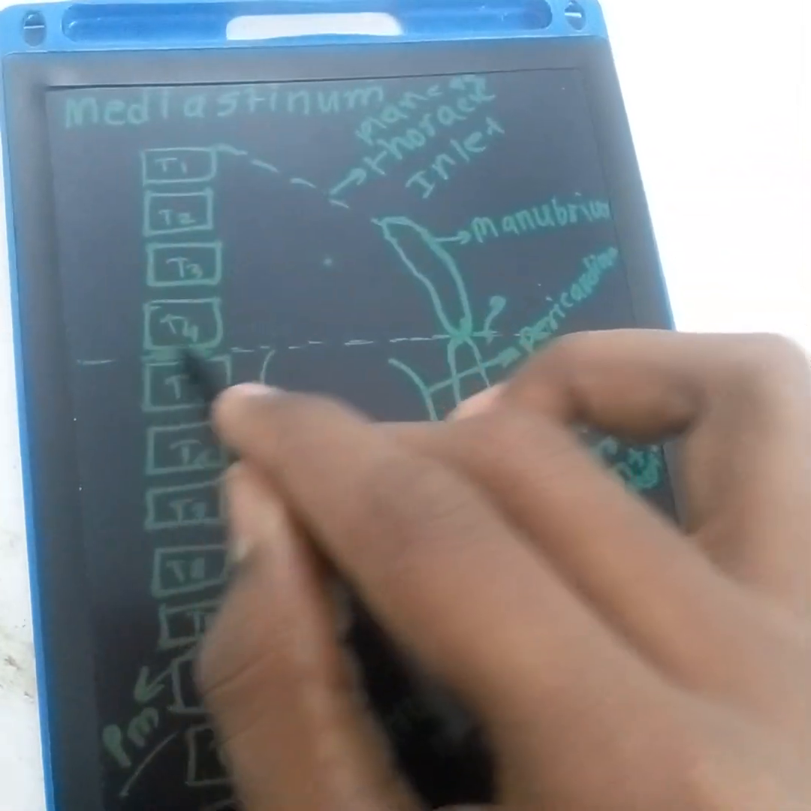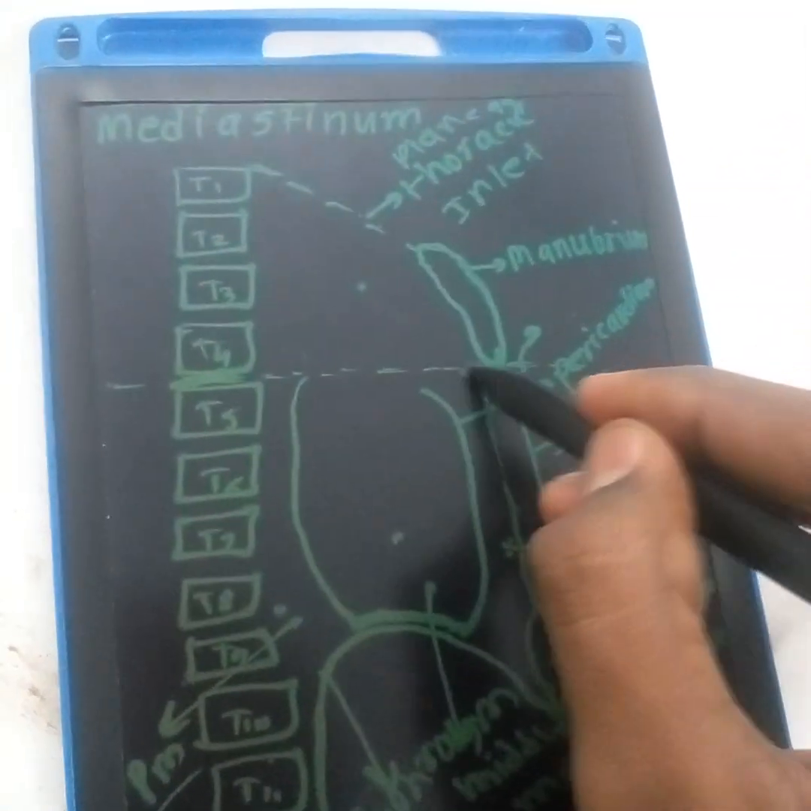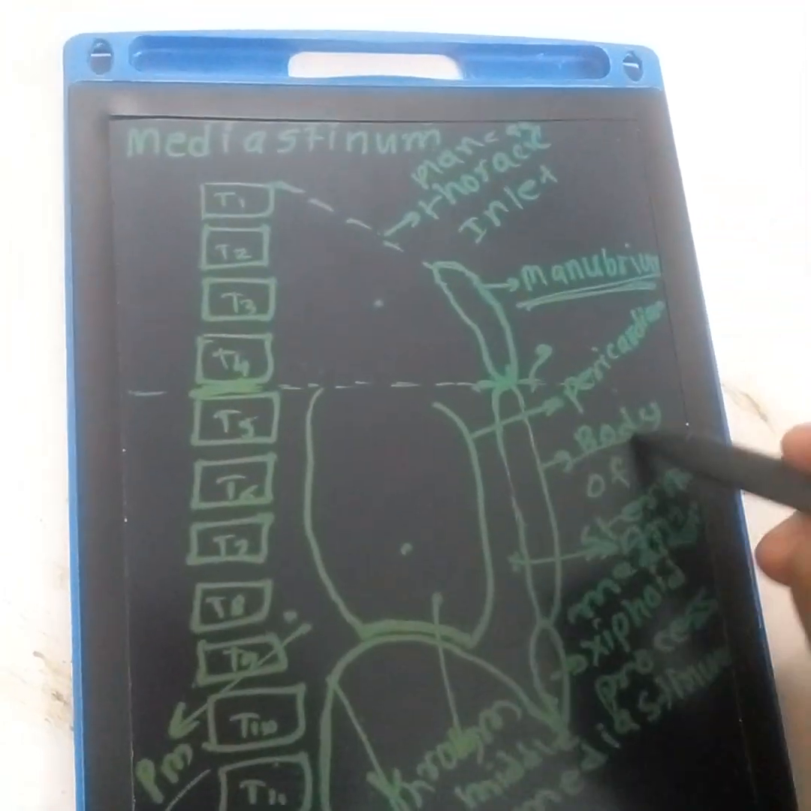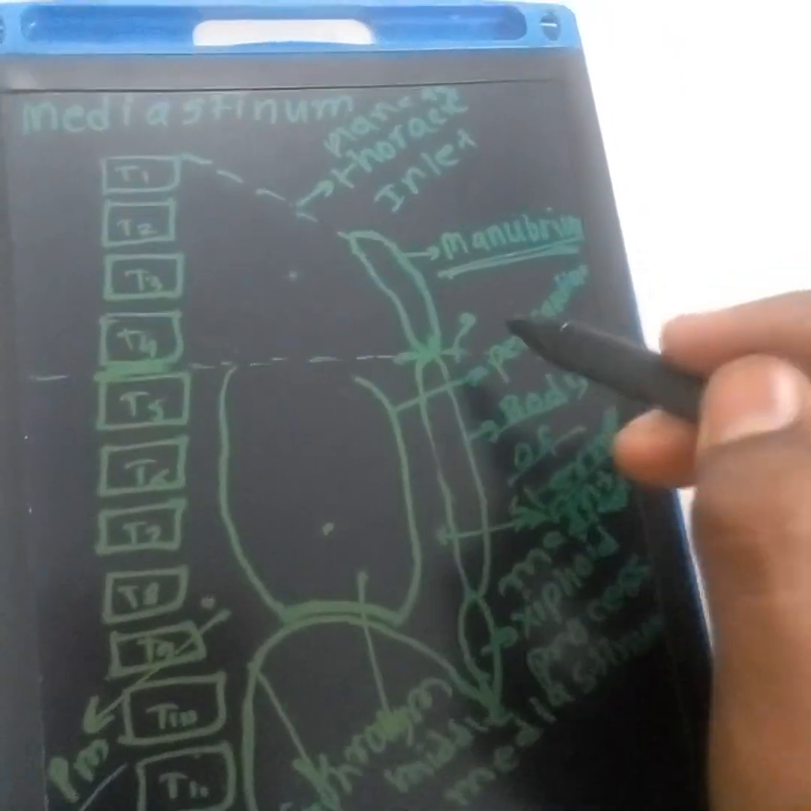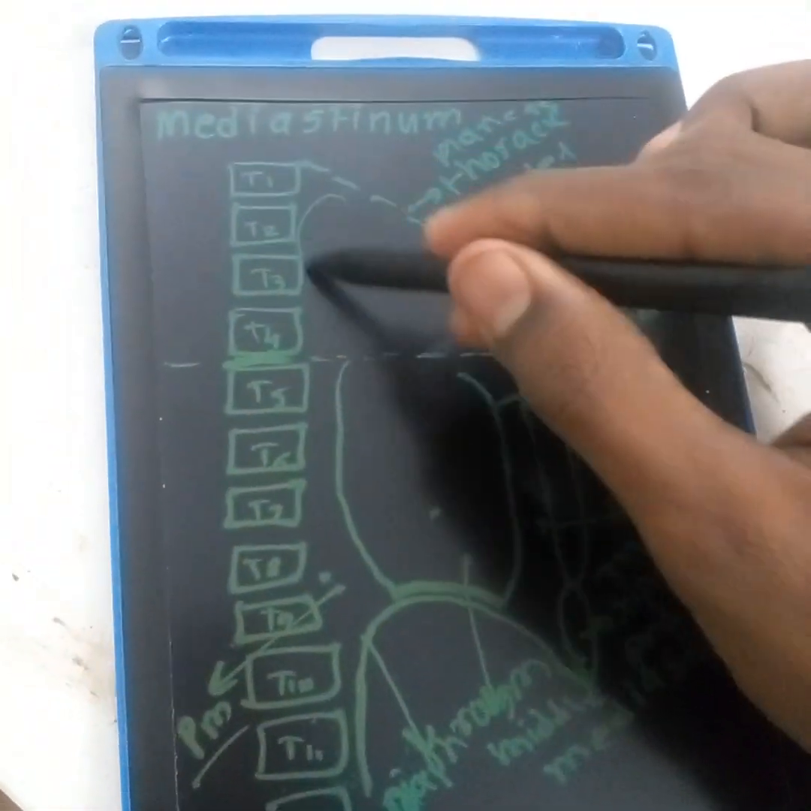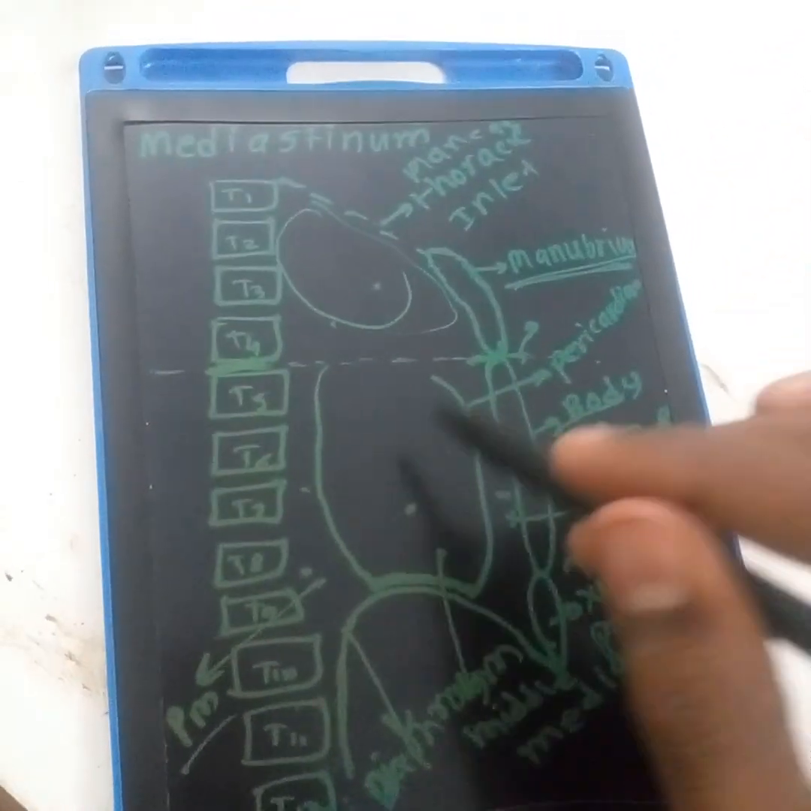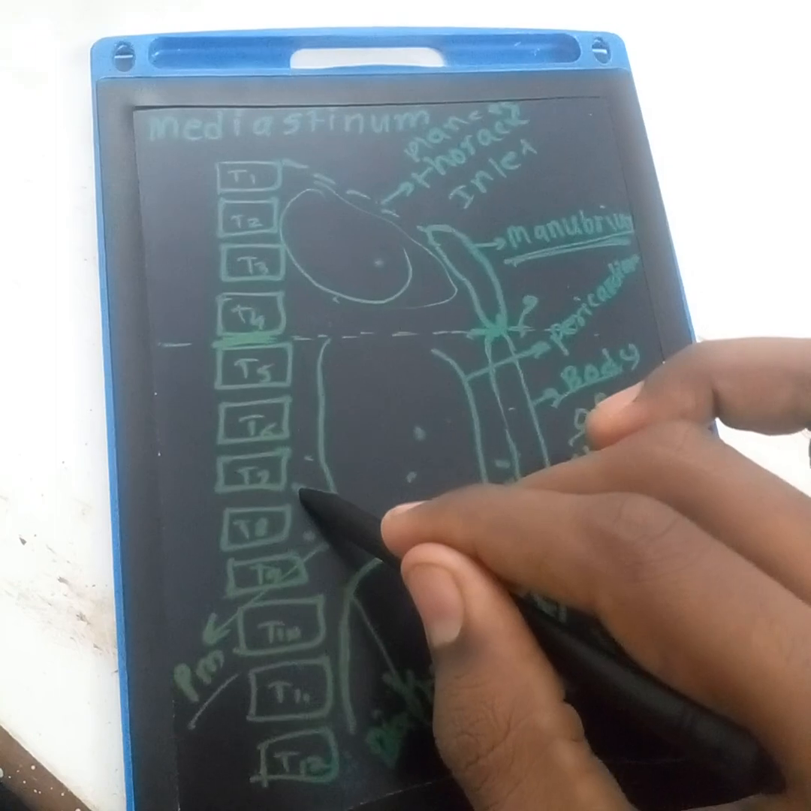And there will be an imaginary plane that can be drawn below the T4 vertebra, and this is the sternal angle. This is the sternal angle between the manubrium of the sternum and the body of the sternum. This is the whole superior mediastinum. This is the inferior mediastinum, which has three parts: anterior mediastinum, middle mediastinum, and the posterior mediastinum.